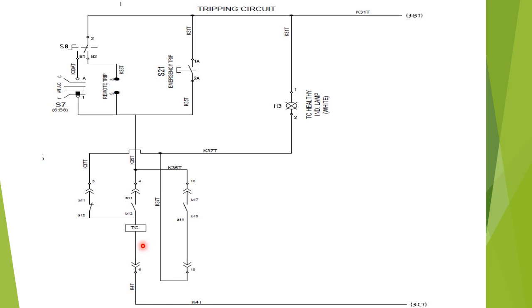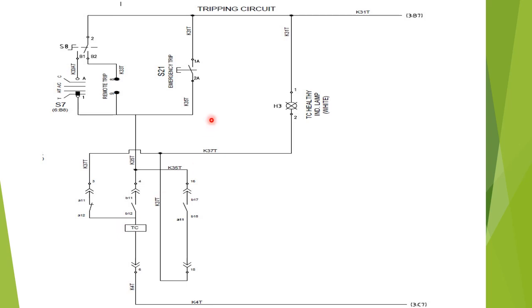Okay, now this is given for the emergency trip of the circuit breaker. By pushing this push button, the emergency trip of the circuit breaker can be done. Here the positive DC coming from K31T will pass as soon as we press this push button, and it will go through the trip coil, and the trip coil will be energized and it will send a trip signal to the circuit breaker.